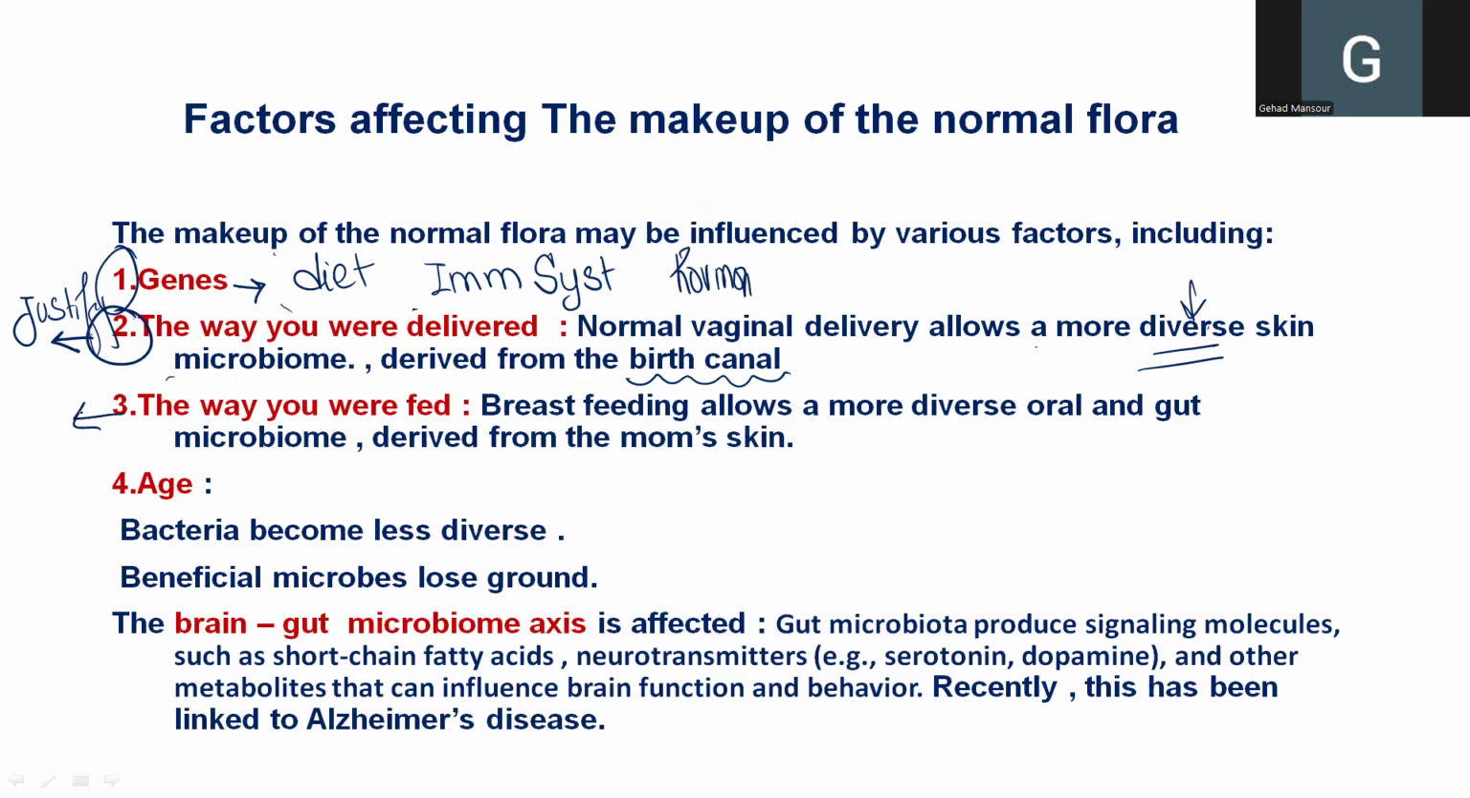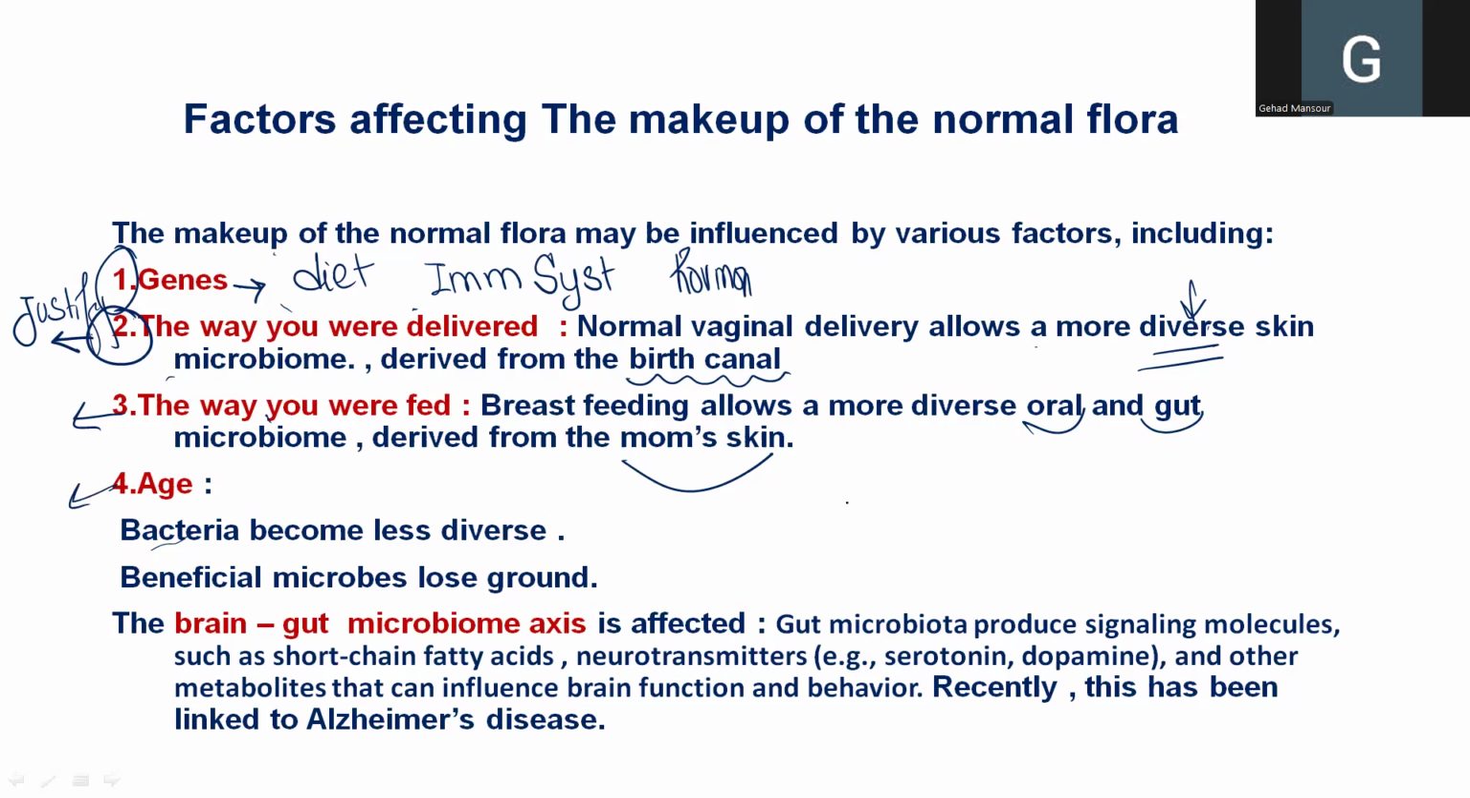Another justified question is, why are breastfed infants in the first years of their lives having better immunity? The same, because when they suckle milk, they get oral flora and gut flora from where? From the skin around the nipple and the skin of the breast. So they again have a more diverse microbiome. And then age is a fourth factor.